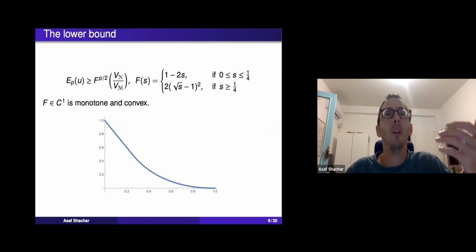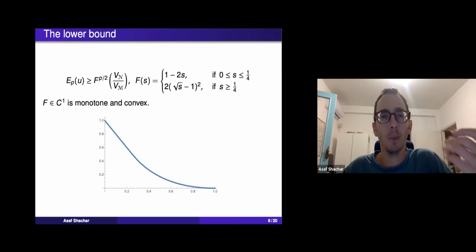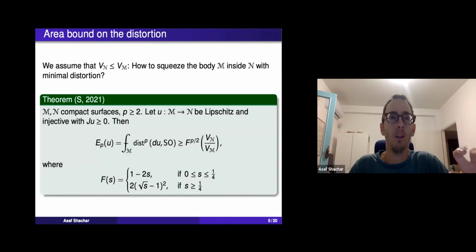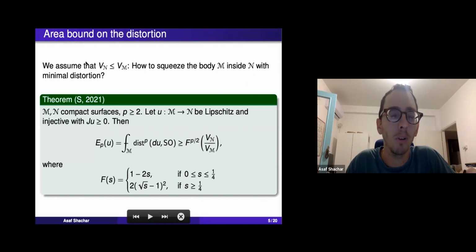So the monotonicity is quite natural here because the more, so as we said, sorry, just a second. Yeah, okay. So as I said, the area of the target is smaller than the area of the source object.